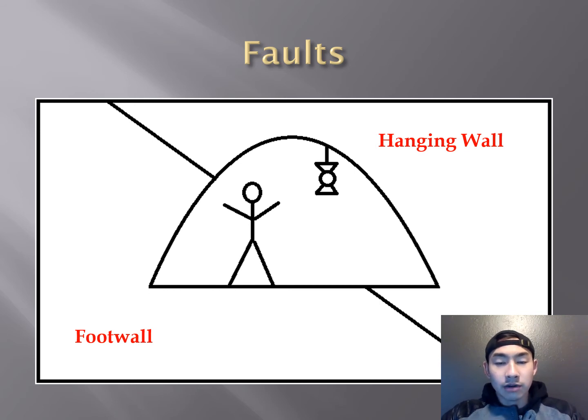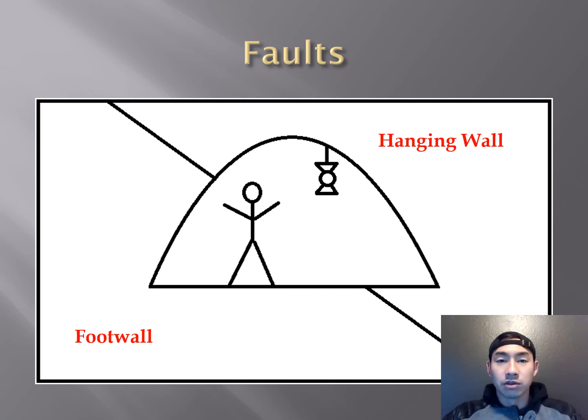So we'll now introduce faults. Faults are essentially two large rock groups that are sliding past one another. And these structural blocks can be fairly large, up to the size of tectonic plates. So there's going to be a hanging wall and a footwall.